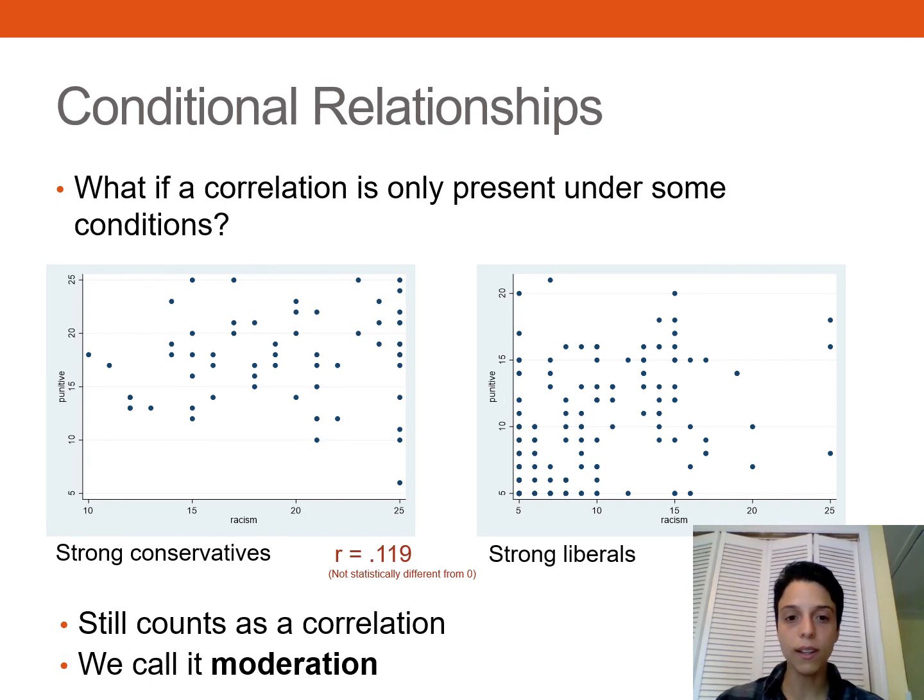When this happens, we call it moderation. In this case, we would say that political ideology moderates the relationship between racism and punitive policy support. So when we're talking about a relationship only occurring under some conditions, we refer to it as moderation, and we call the variable that tells you where it occurs the moderating variable. But again, the key takeaway here is that when you're talking about establishing causation, it's possible to establish causation even if a relationship only occurs under some circumstances.